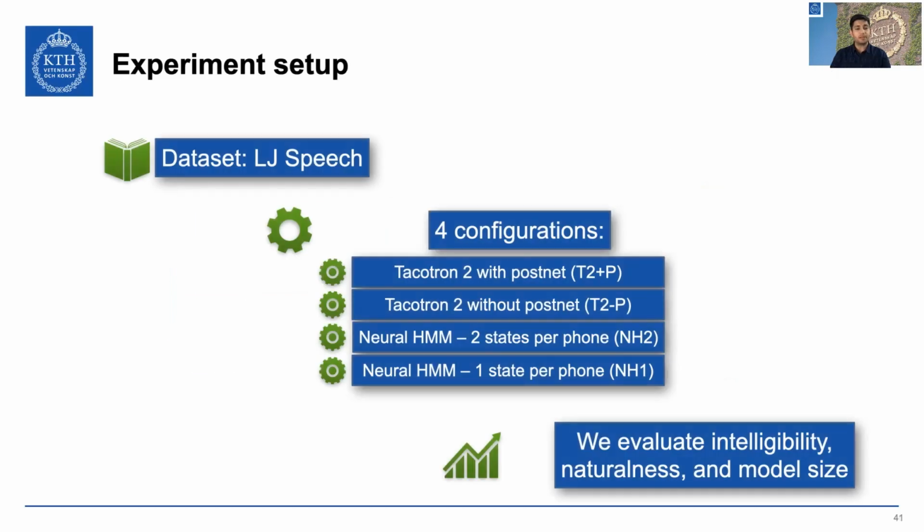We performed our experiments on LJ Speech and considered 4 model configurations, 2 baselines, namely Tacotron 2 with postnet, which is called T2 plus P, and Tacotron 2 without postnet, which is called T2 minus P. This was compared to the same architecture, but using the proposed neural HMMs instead of attention, either using two states per phone, which we call NH2, or an ablation with only one state per phone called NH1. We compared the intelligibility, naturalness, and the size of the models.